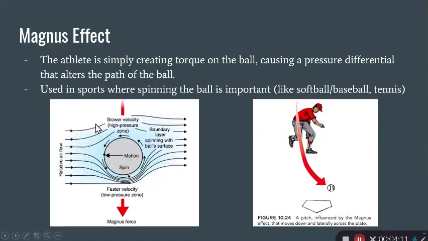So that Magnus effect essentially is a spinning object, and how does that spin of the object create a higher versus a lower pressure zone on that object? And how does that affect where the ball moves?